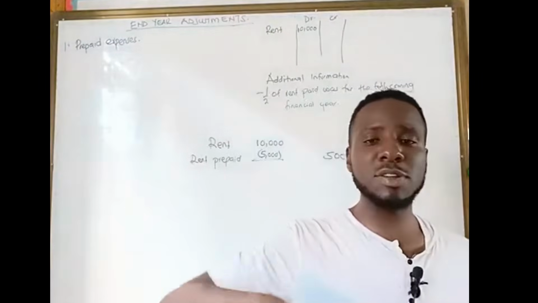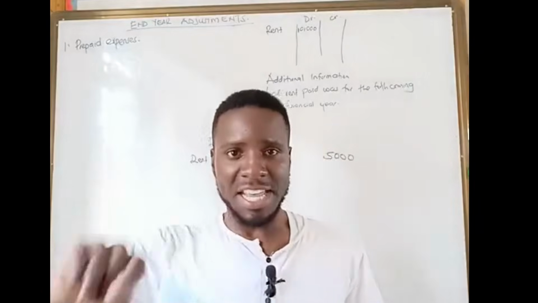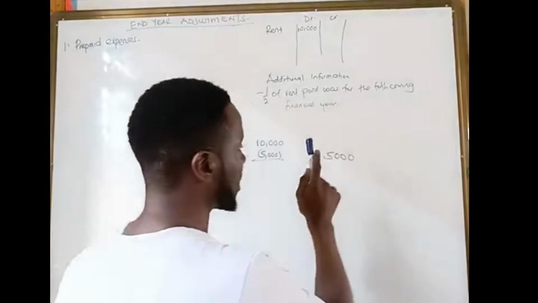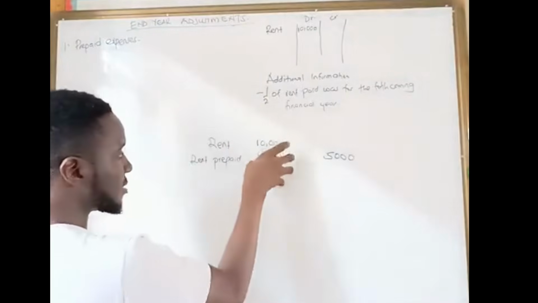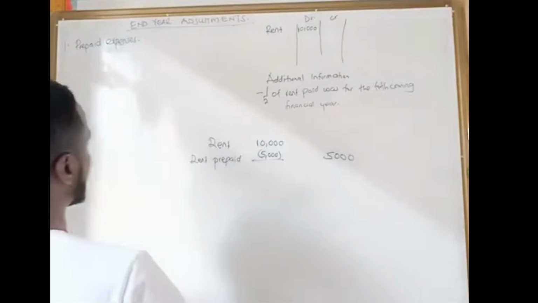So when we talk about a prepaid expense, it means we are supposed to take the value into the balance sheet as a current asset. So we shall subtract it off here. That's how we treat it.